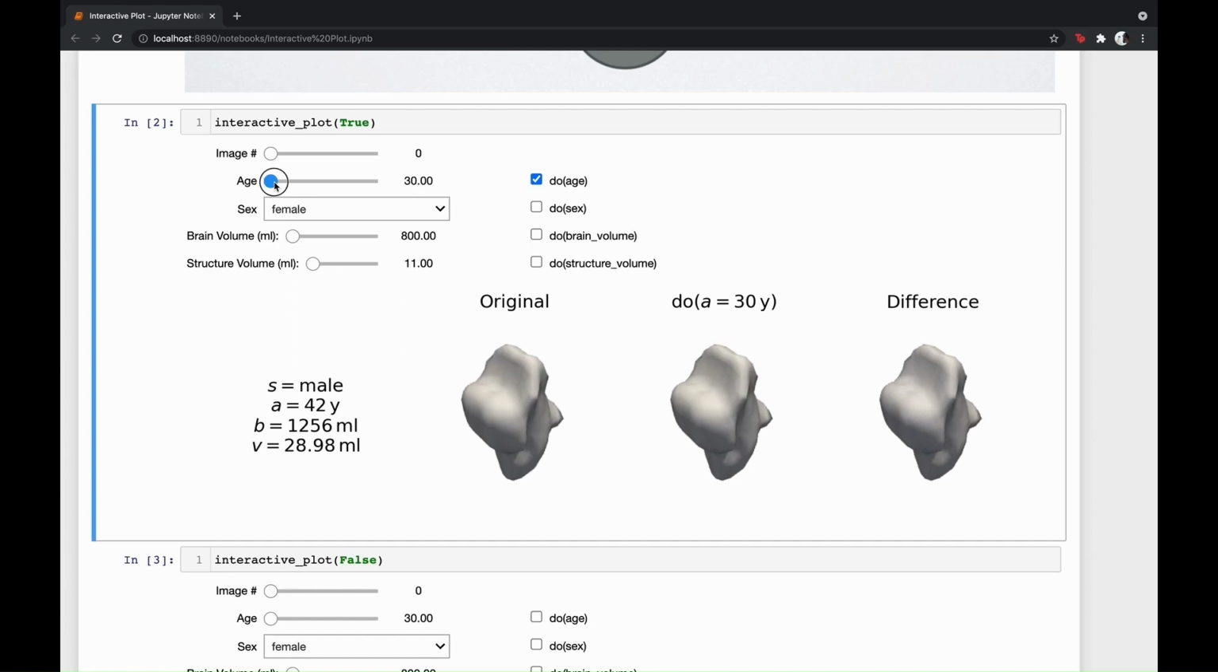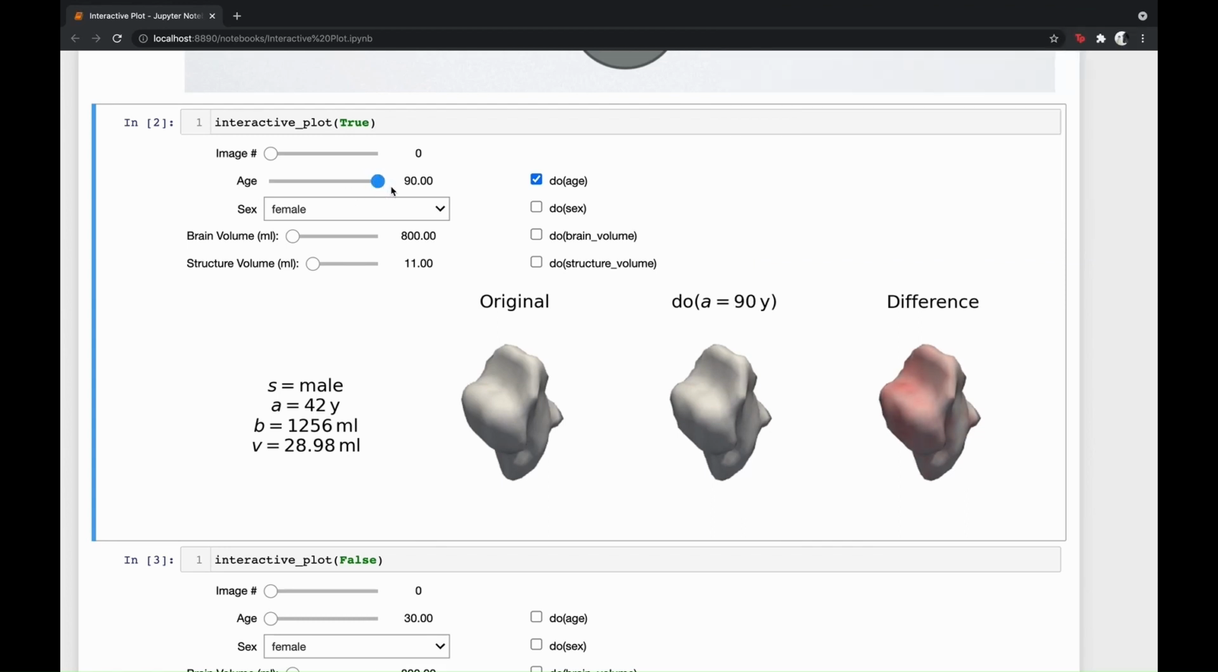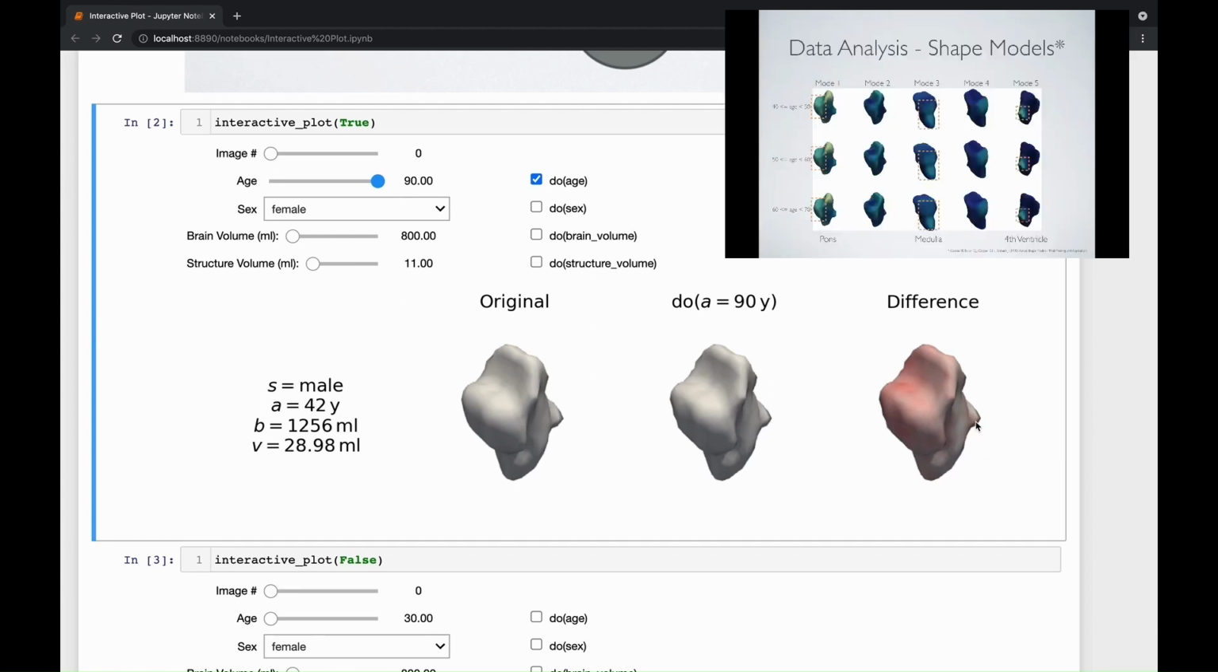Let's simulate a retrospective hypothetical scenario where the individual had been of a different age. As we saw in our data analysis, had the individual been between 30 and 55, there is very little change in the volume. But between 55 and 70, there's a sudden drop. Notice that this isn't a uniform scaling of the brain mesh surface. The area around the fourth ventricle, for example, becomes less bulbous, and the volume becomes more concentrated around the pons. This is in line with the shape models we saw in the previous slides.